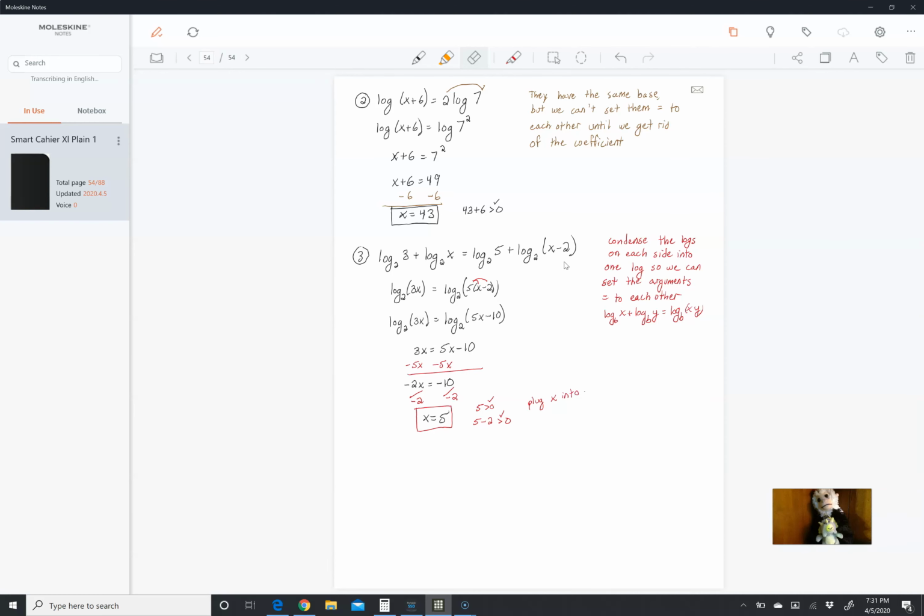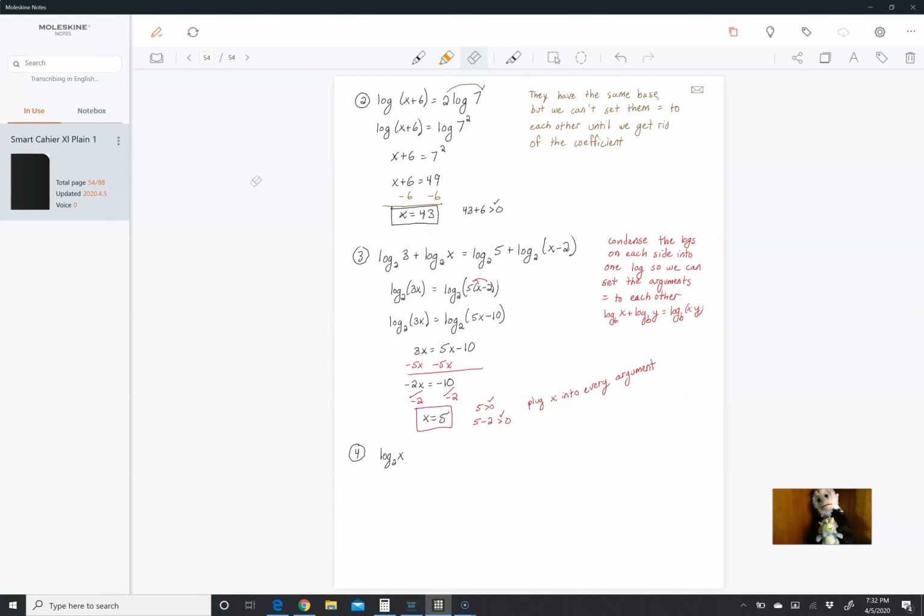We want to plug x into every argument, because sometimes it'll work for one argument but not the other. The problem is that if we plug it in here and it were negative, then we can't calculate this, so the whole thing becomes irrelevant. Okay, let's take another example. Like I said, we're just going to do a whole bunch of these. These are all very, very similar problems.